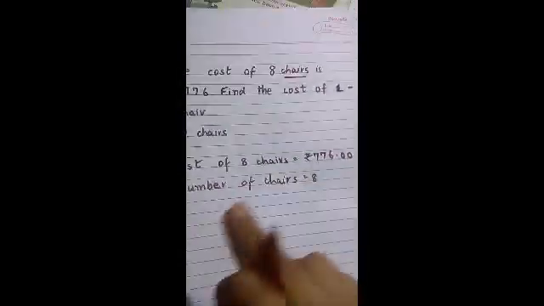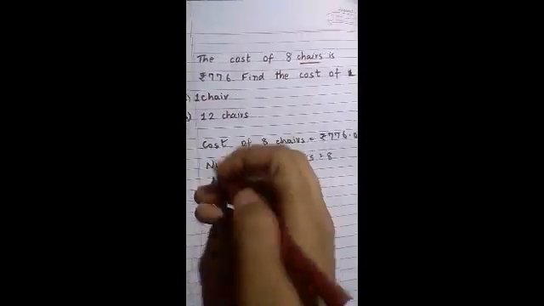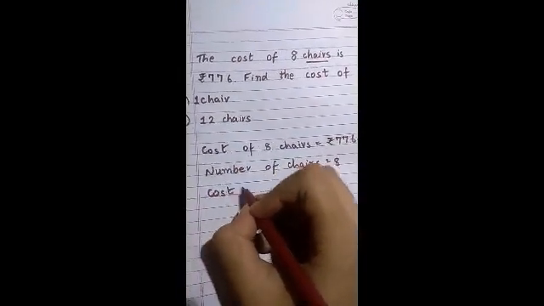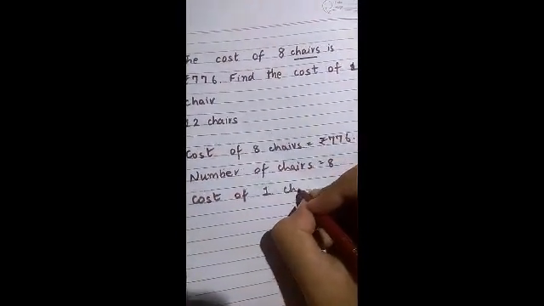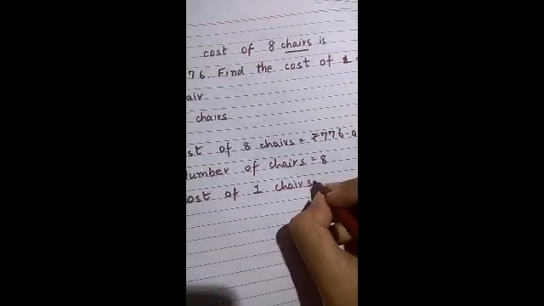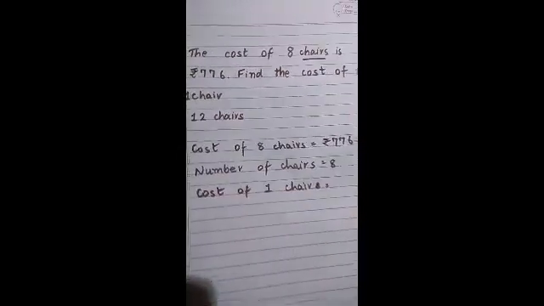Cost of 8 chairs is this. Number of chairs is 8. Now we have to find the cost of 1 chair. Find the cost of 1 chair. 8 chairs का cost हमको दे रखा है. हमको 1 chair का cost find करना है.